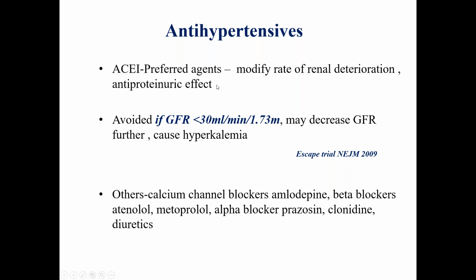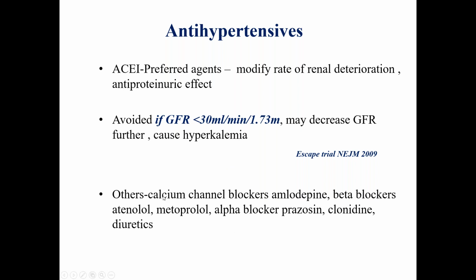And the ACE inhibitors, as you all know, are the preferred agents to modify renal deterioration, and they also have an antiproteinuric effect. But a word of caution about the use of ACE inhibitors and ARBs, that they should not be used when the GFR falls below 30 ml, because they can aggravate the ongoing hyperkalemia. They should be used only once your GFR is more than 30 ml.